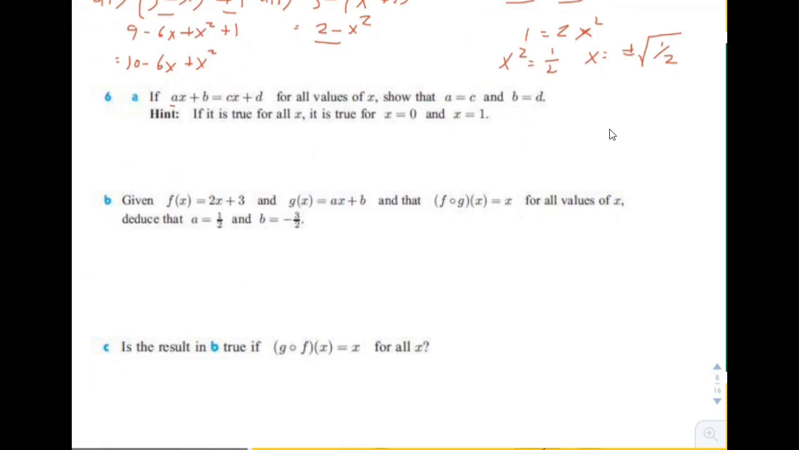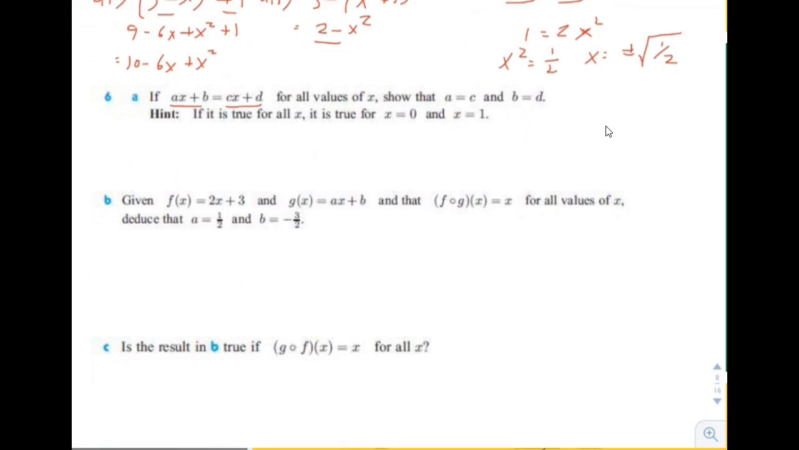6a, they give us an equation here with two sides to it. Now it says for all values of x, show that a equals c and b equals d. Hint, it is true for all x. If it is true for all x, it is true for x equals 0 and x equals 1.